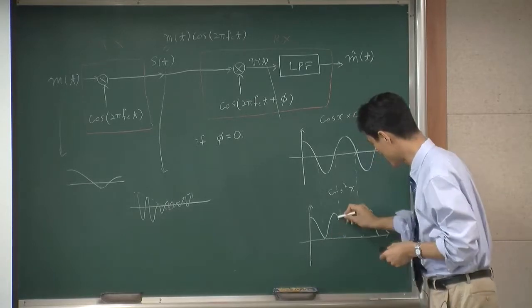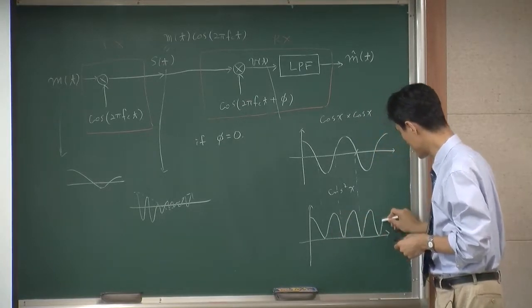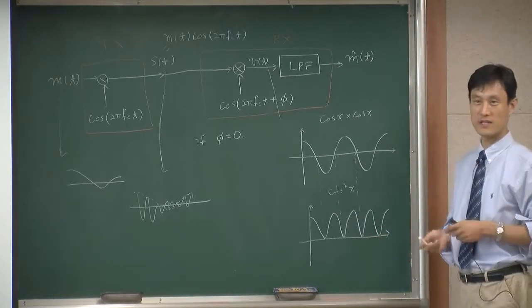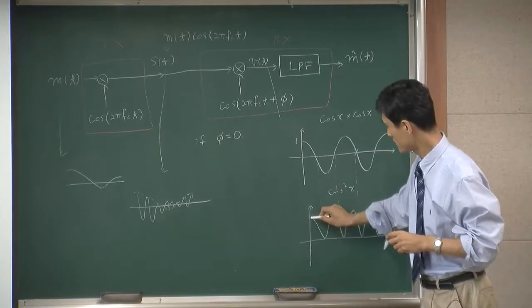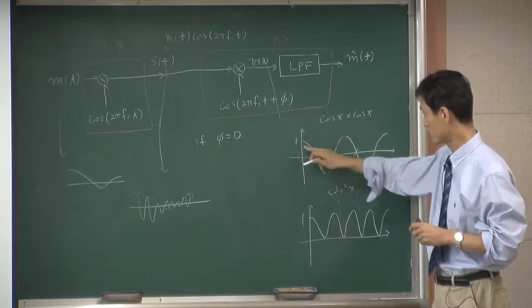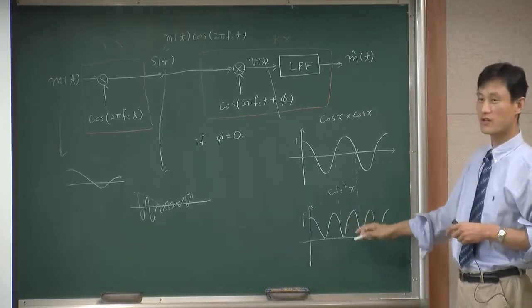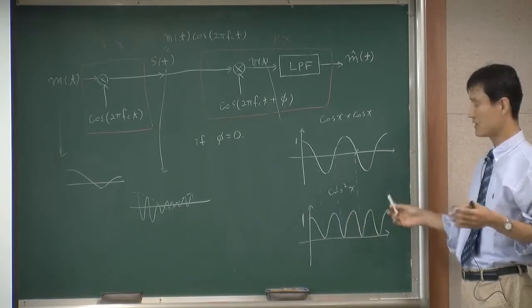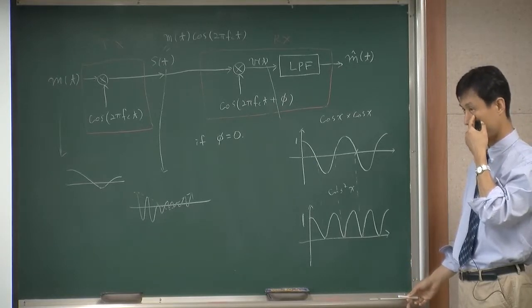Let me make it a little bit cleaner here. This is a cosine square in general. Here we have 1. Here again 1, because 1 square is anyway 1, right? So this is the picture in general. In general, this is a picture of cosine square.